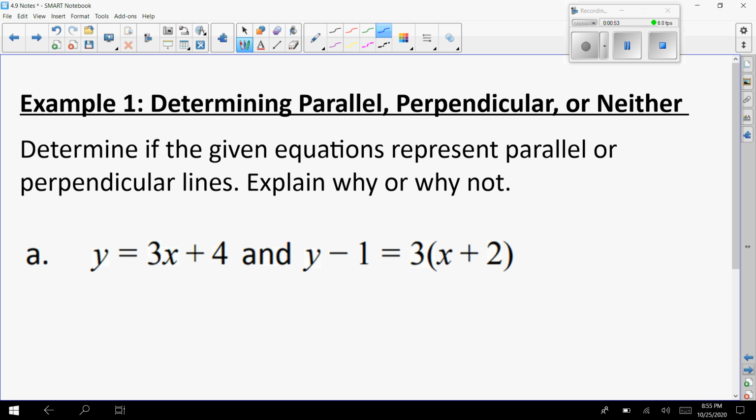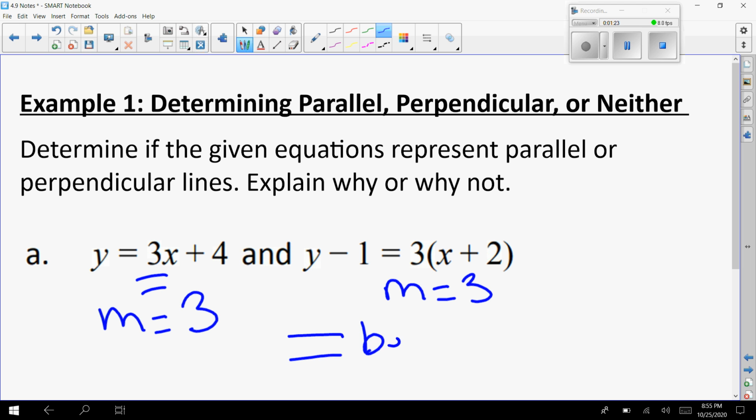First, we need to look at the first equation. This first equation has the slope of 3. Remember, parallel lines have the same slope. Perpendicular lines have the opposite reciprocal. And then neither lines, the slopes wouldn't be either one. In this one, the slope is also m equals 3. So lines are parallel because the slopes are the same.